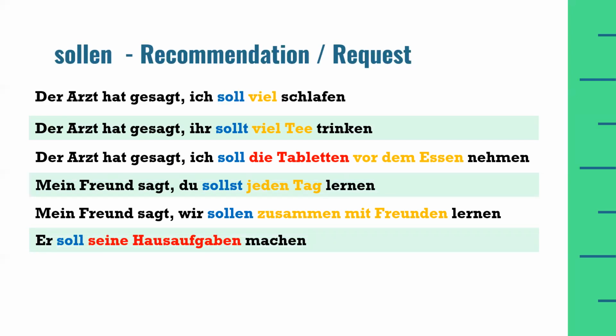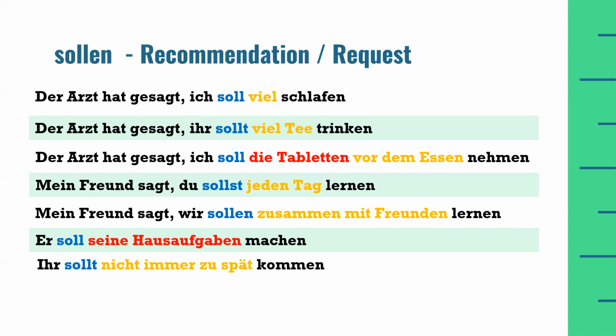Er soll seine Hausaufgaben machen. He should do his homework. Again, er is the subject. Sollen will become soll if the subject is er. Seine Hausaufgaben. Hausaufgaben means homework, and we are using the machen verb in the infinitive form at the last position of the sentence, which means to do. Last example is ihr sollt nicht immer zu spät kommen.